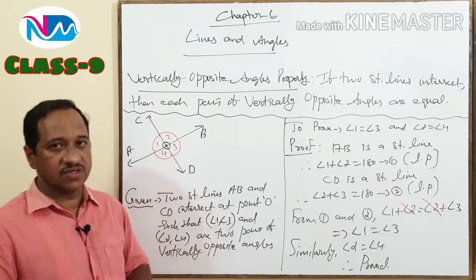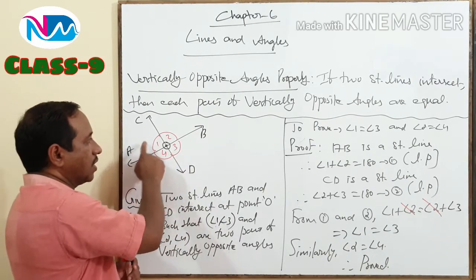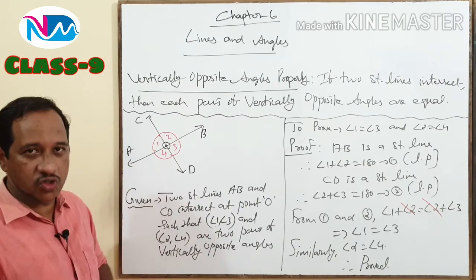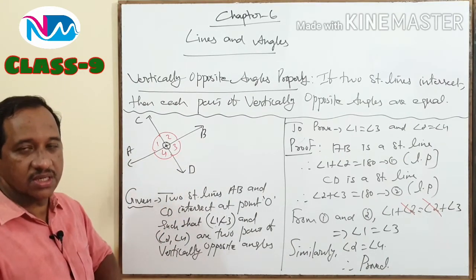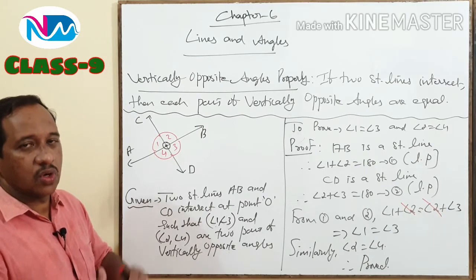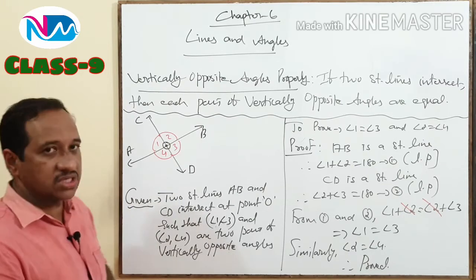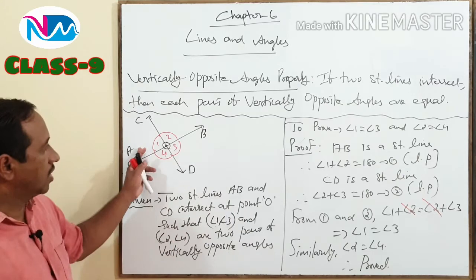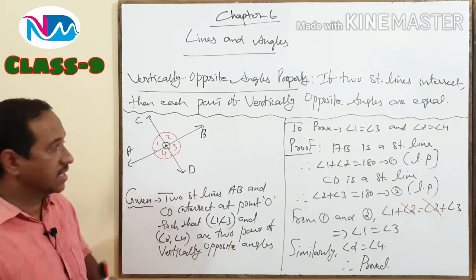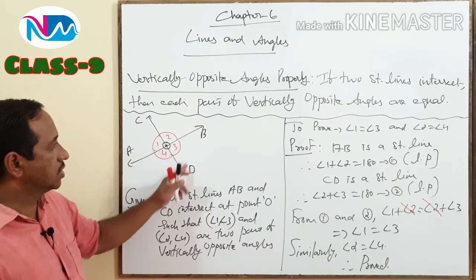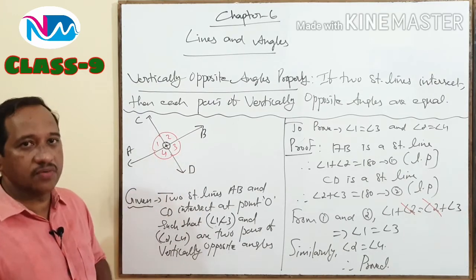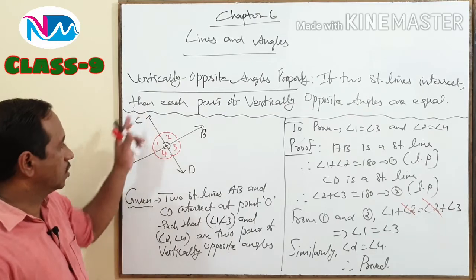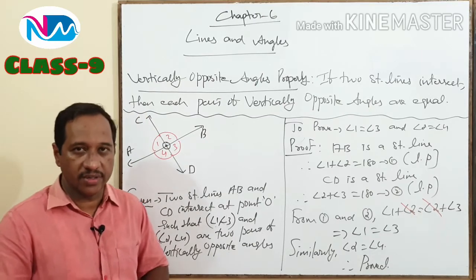vertically opposite angles. They are angle 1 and angle 3, that is the first pair, and angle 2 and angle 4 forms the second pair. So according to the vertically opposite angles property, angle 1 will be equal to angle 3, that is angle AOC is equal to angle BOD, and angle 2 is equal to angle 4, that is angle BOC is equal to angle AOD.